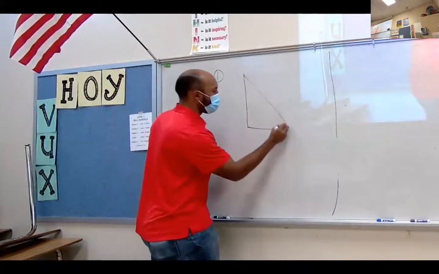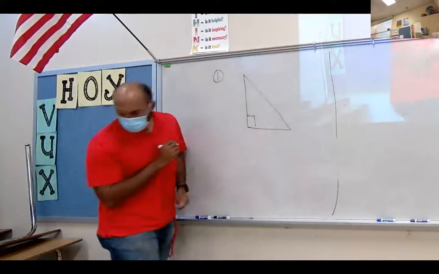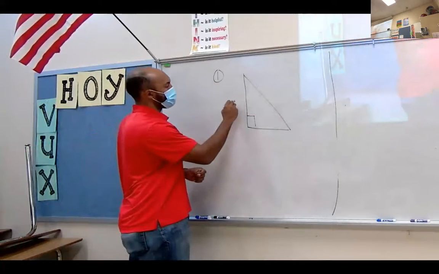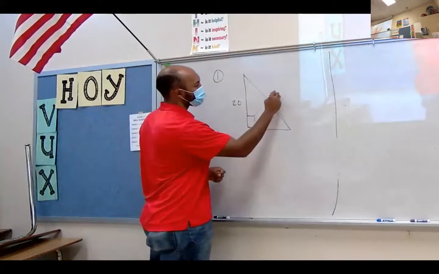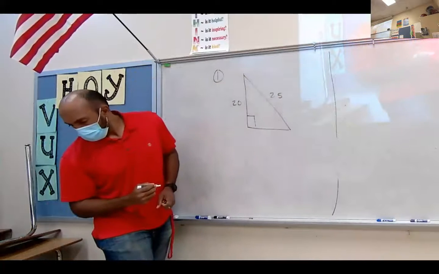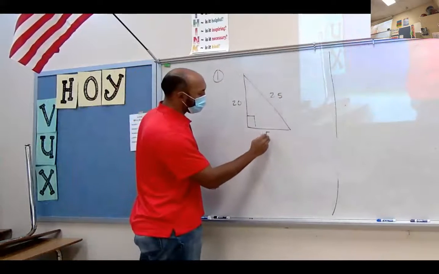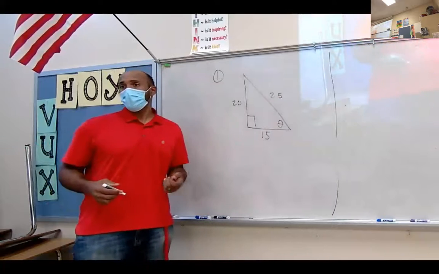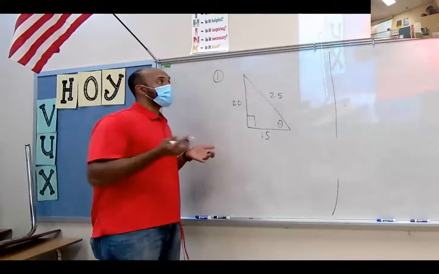All right, and we have the sides of this triangle. It's 20, 25, and over here is 15. And then this little symbol, which represents the angle, the other name for that is called theta.